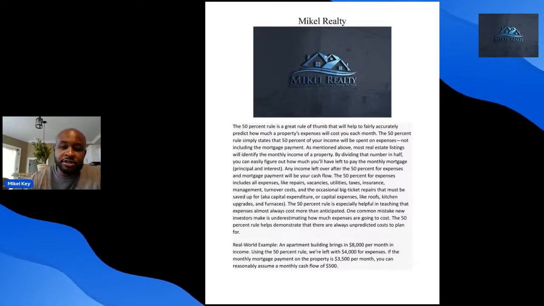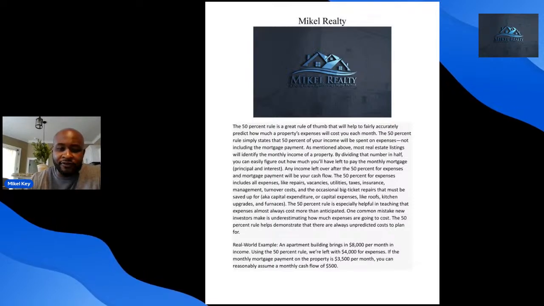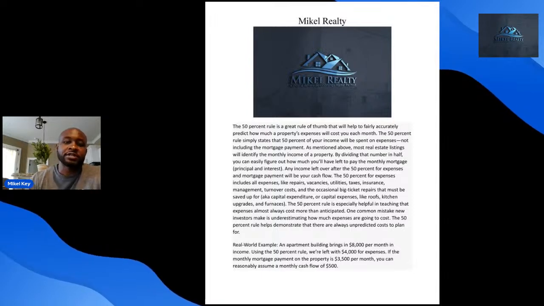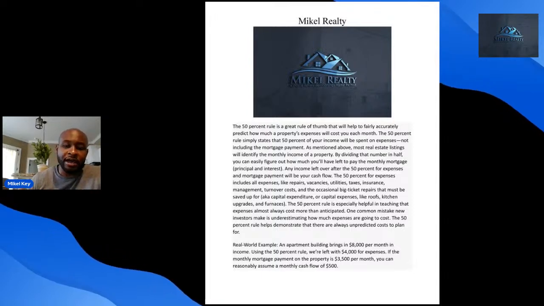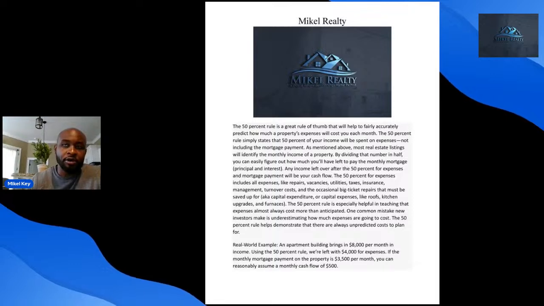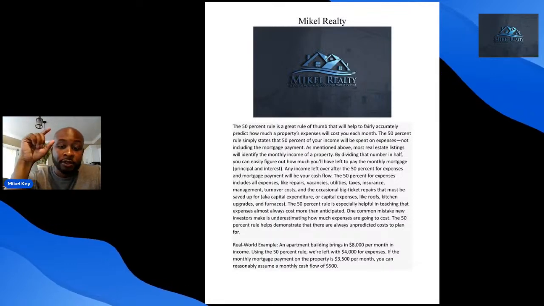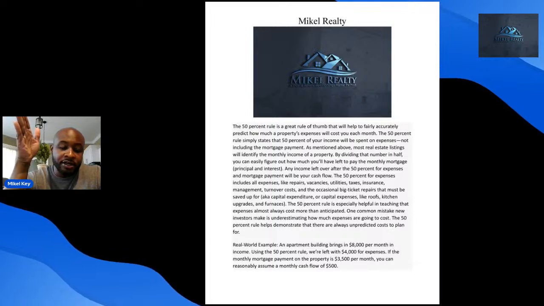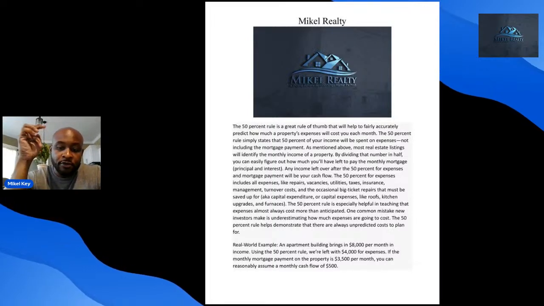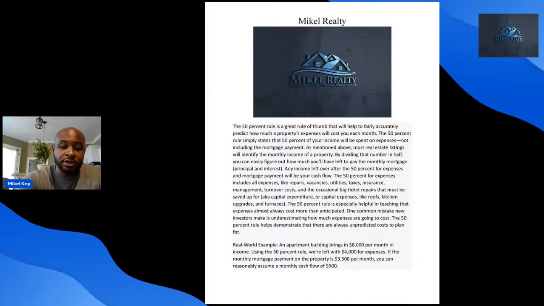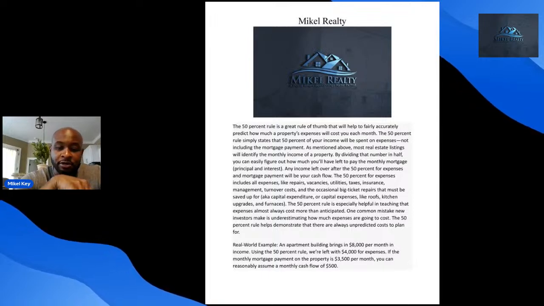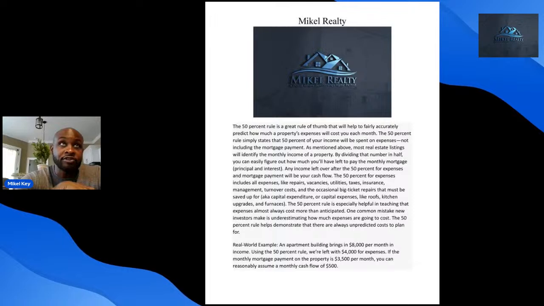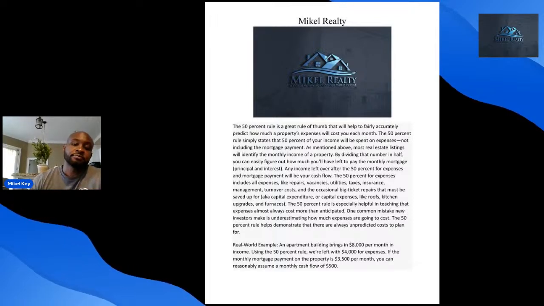As mentioned above, most real estate listings will identify the monthly income of a property. By dividing that number in half, you can easily figure out how much you'll have left to pay the monthly mortgage with. Real-world example: an apartment building brings in $8,000 a month in income. Using the 50% rule, we're left with $4,000 for expenses. If the monthly mortgage payment on the property is $3,500 a month, you can reasonably assume a monthly cash flow of $500. That's the 50% rule.